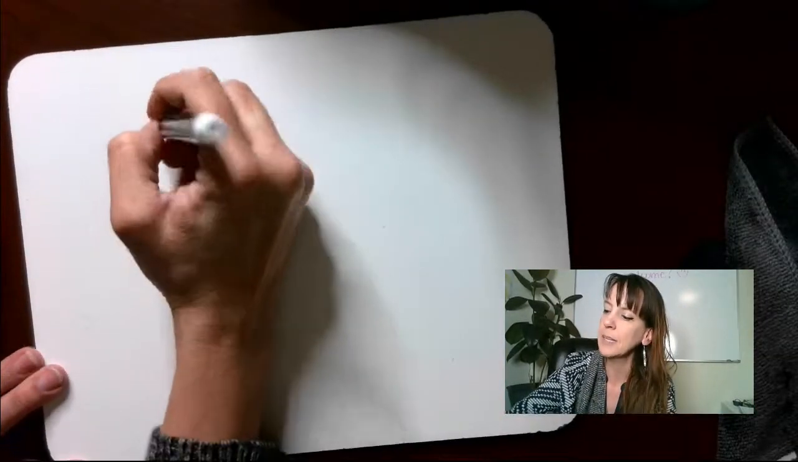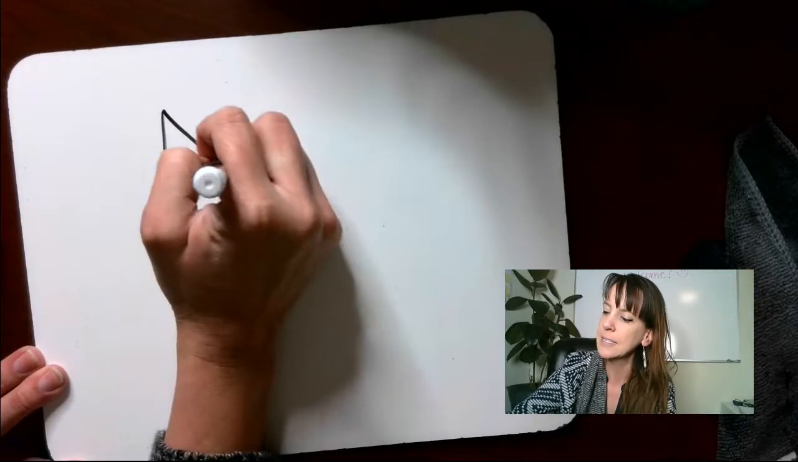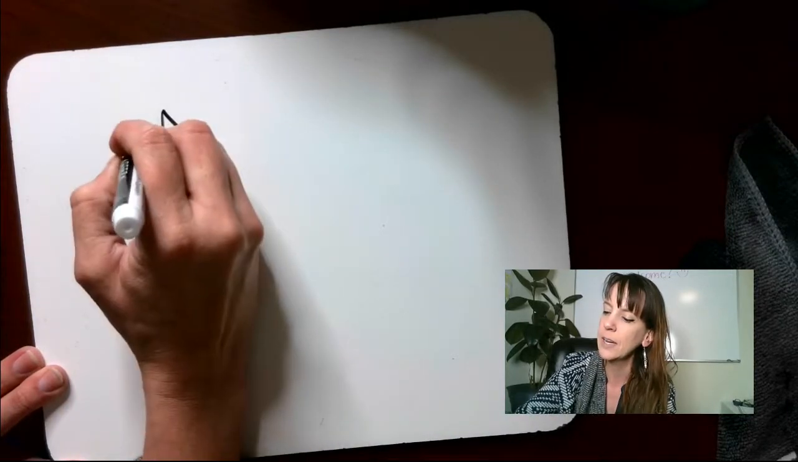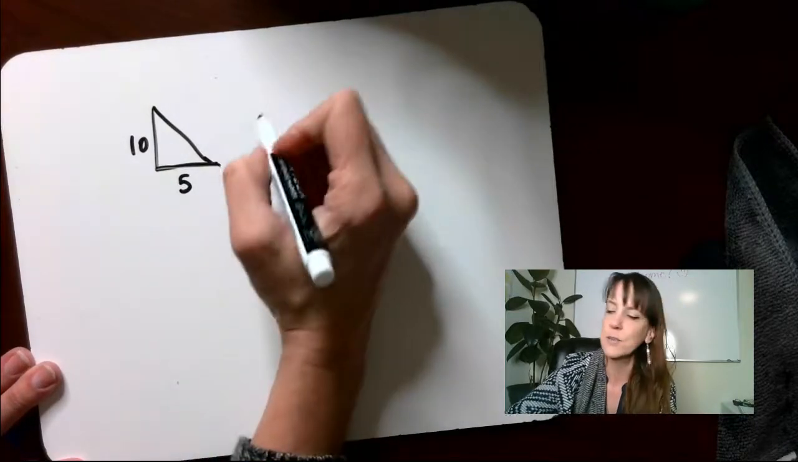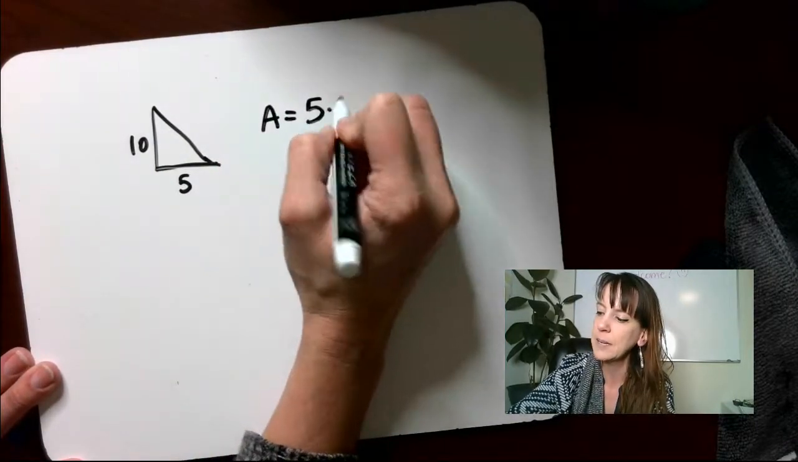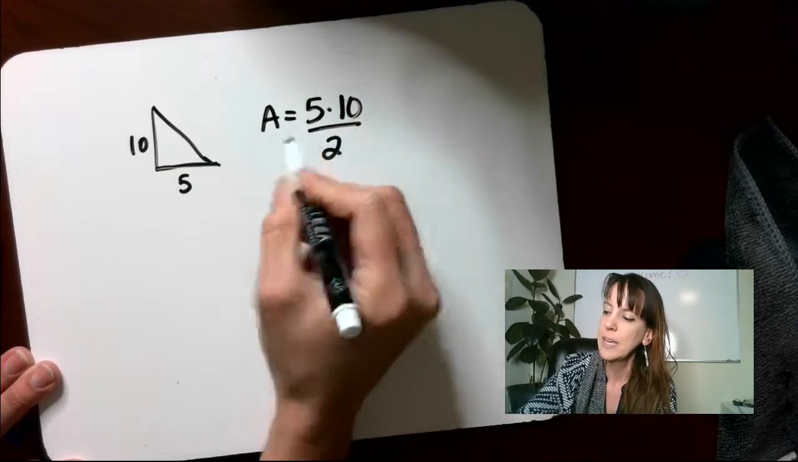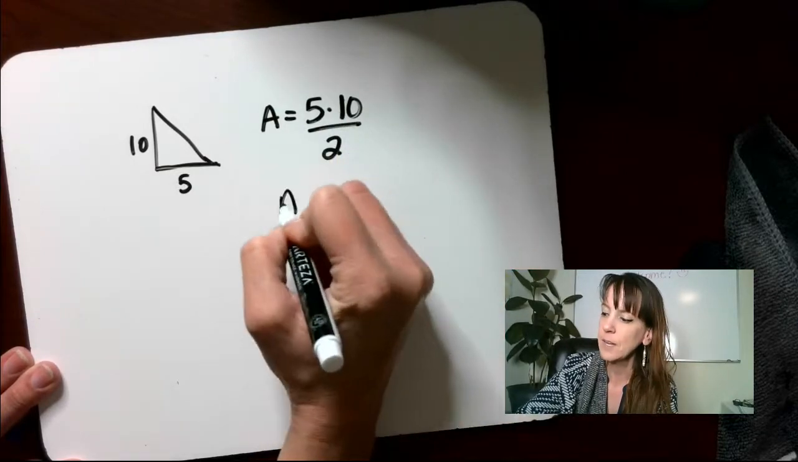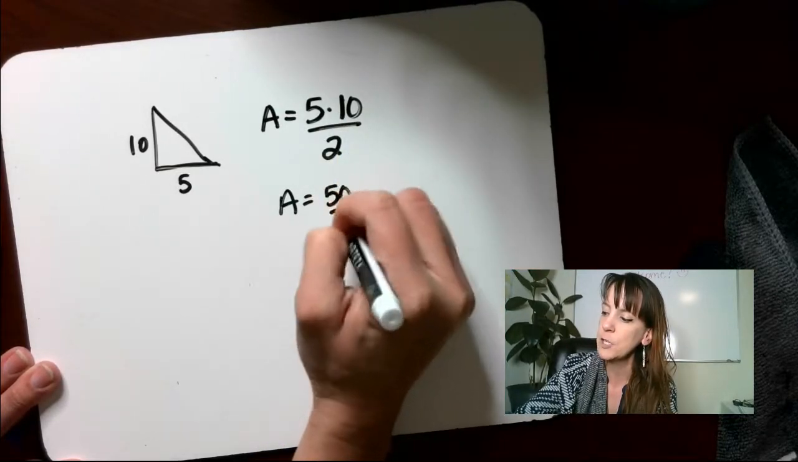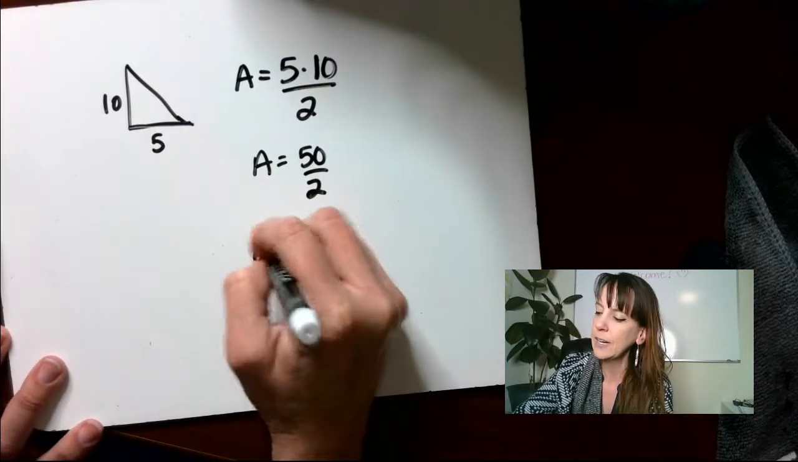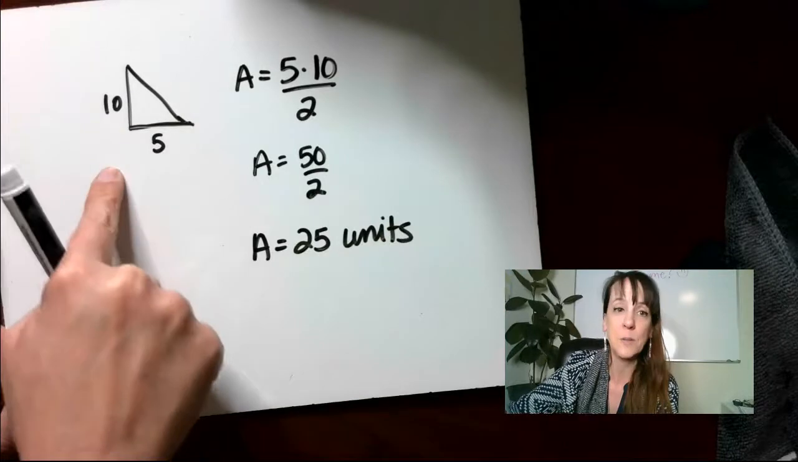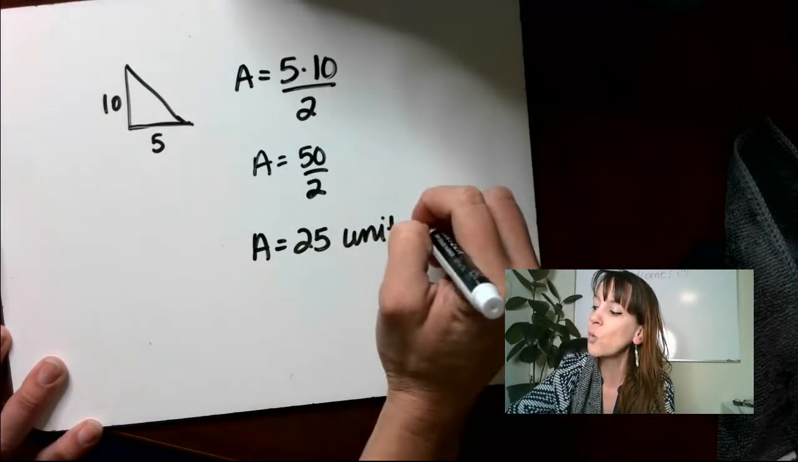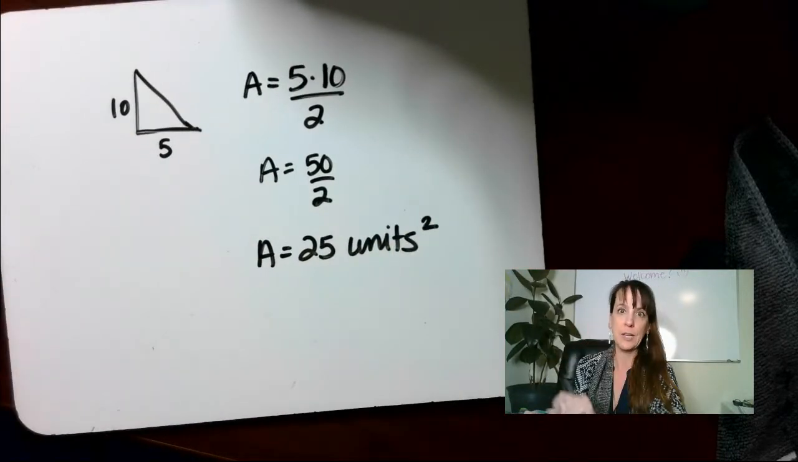If I have a triangle like this, and I have 5 here and 10 here, the base is this one, so the area equals 5 times 10 divided by 2. 5 times 10 gives us 50. Area equals 50 divided by 2, which gives us area equals 25 units. Since I didn't specify what they are, just write units squared. When we're dealing with area, you have to throw that squared in there.